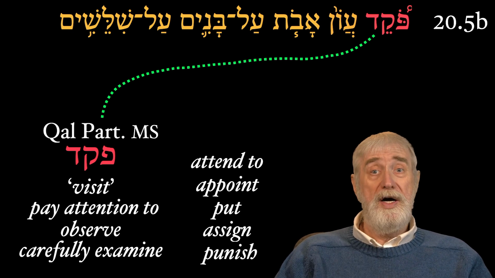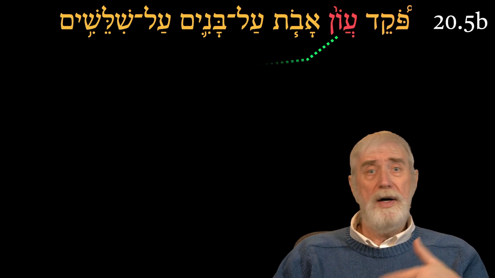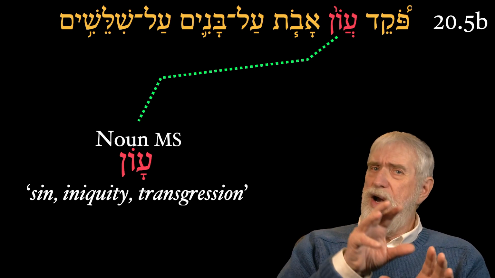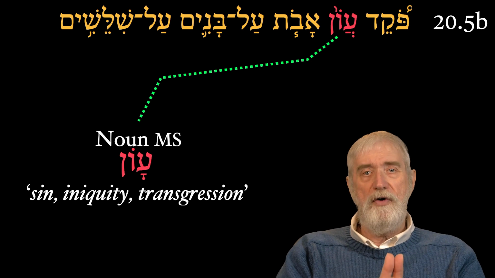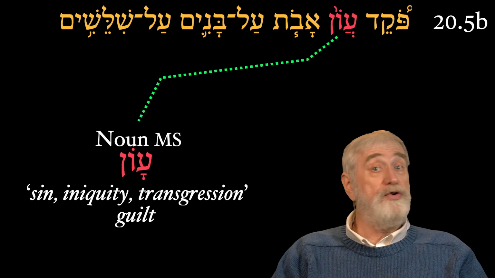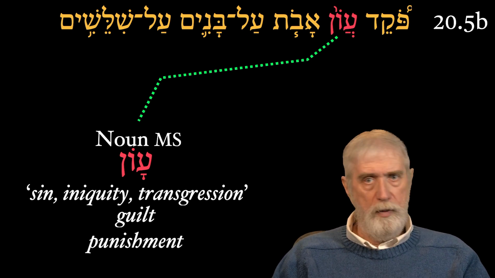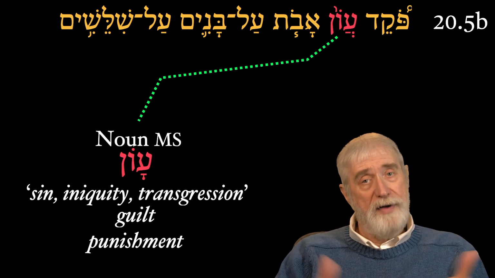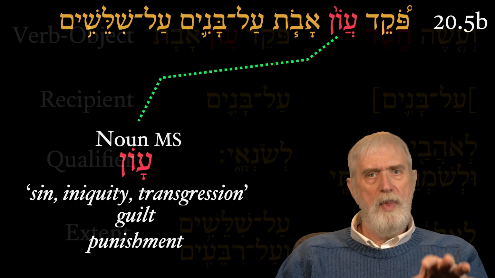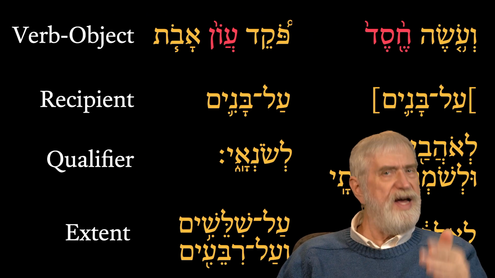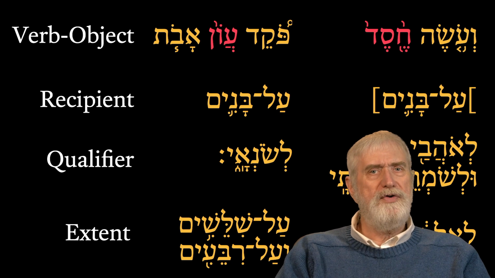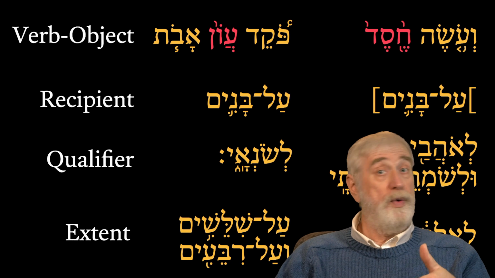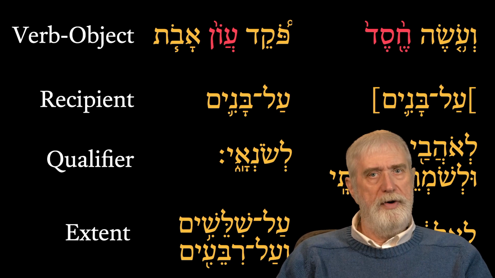What is God going to put? He's going to put the avon of the fathers. Avon is a commonly used word for iniquity or sin or transgression, but it's also used for things that are related to the sin. For example, it's sometimes used to refer to the guilt that's associated with sin. In other places, it's used for the punishment or perhaps the consequences associated with sin. So how do we determine with which sense it's being employed here? The answer, of course, is that we look at the context. Looking at the context, we see that here, avon is used to establish the contrast with chesed in the next phrase. Chesed is used here to refer to that undeserved favor of God that moves him to forgive sins. So here, avon refers to what God does when he does not forgive sins. It refers to the punishment for sin.